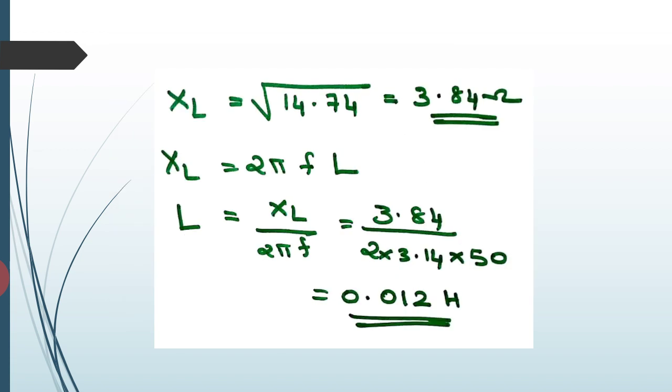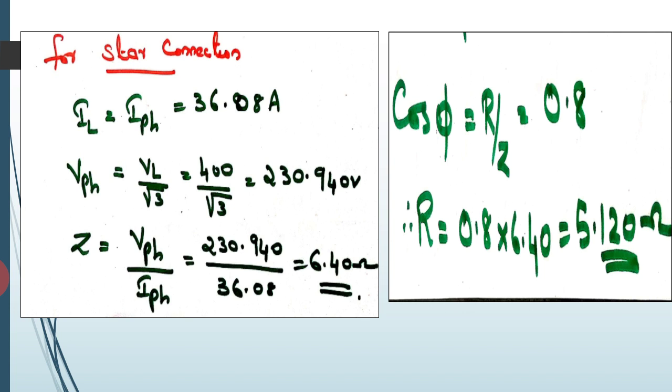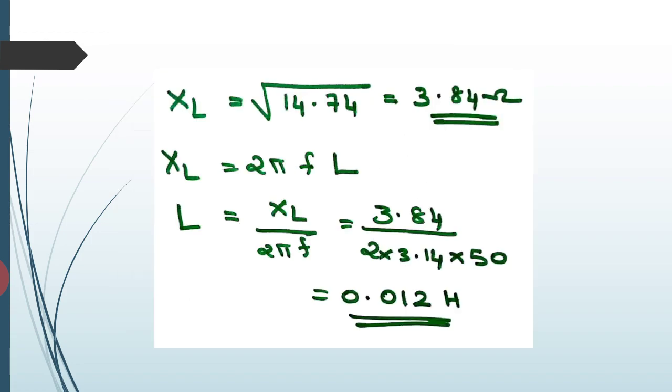And we know that this XL is equal to 2 pi F into L. So inductance L is equal to XL by 2 pi F, that is 3.84 by 2 into 3.14 into 50, that is equal to 0.012 Henry. So this is inductance. Inductance and resistance values are obtained as 0.012 Henry and 5.120 ohm. This is about the solution of the third problem also.